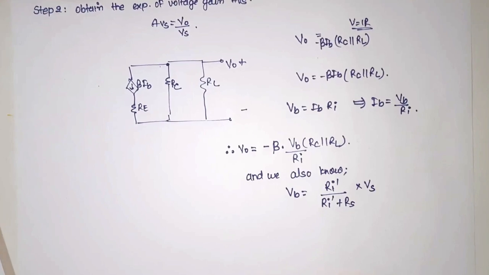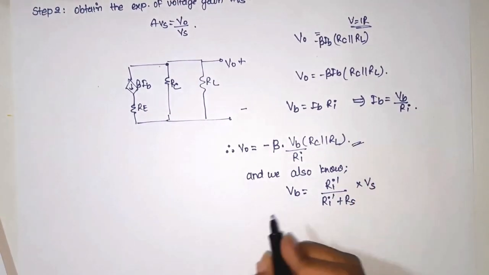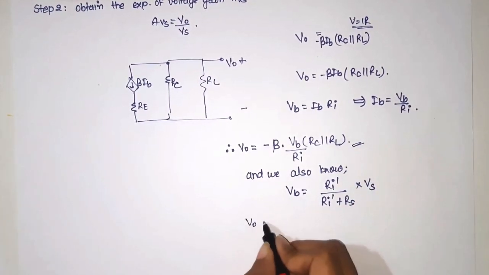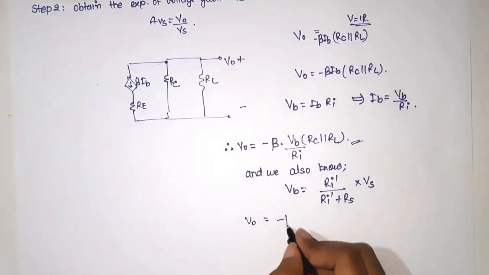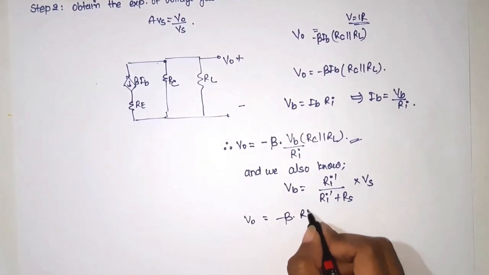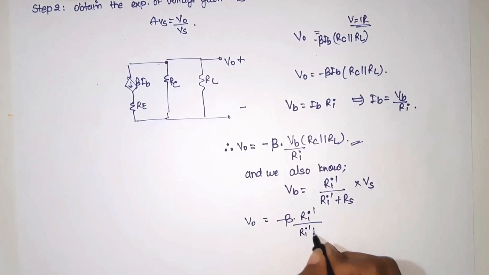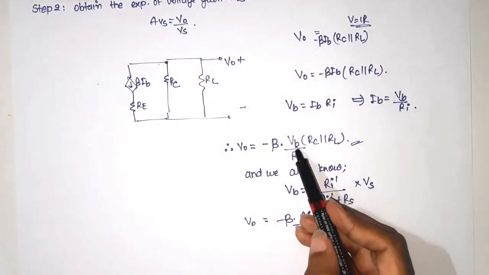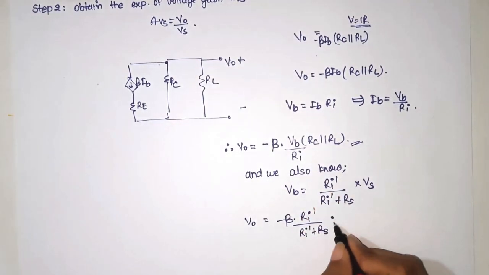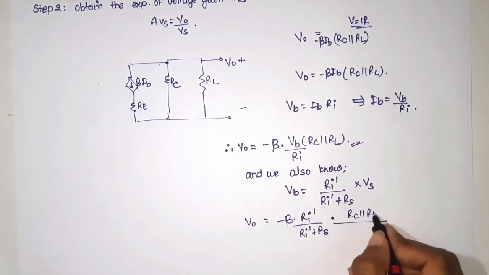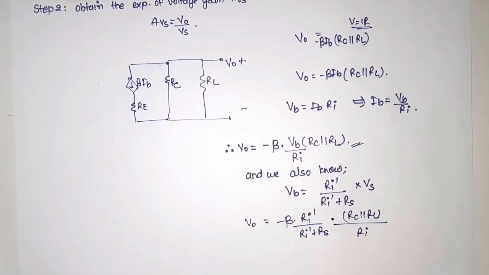Now substituting the value of VB into this equation again, we get the value of VO as minus beta times VB, which is Ri dash upon Ri dash plus Rs, and we substitute it into RC parallel RL upon Ri. Okay, so this is the value that we get for VO.